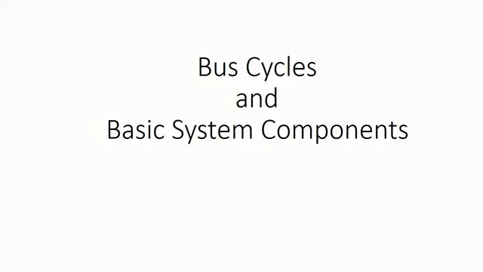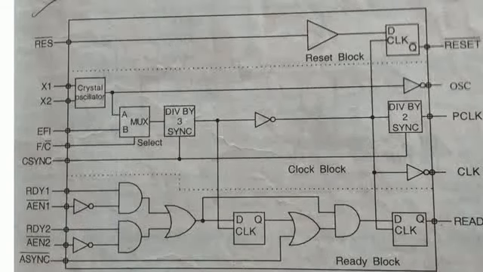So what are the basic system components which are mandatory in designing a microprocessor-based system? The first point is the clock generator. The first basic system component is the clock generator. As per our syllabus, the IC number for this clock generator is 8284.